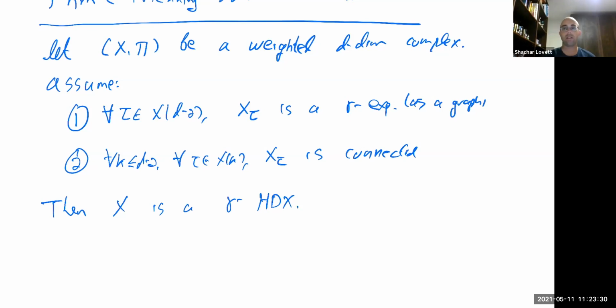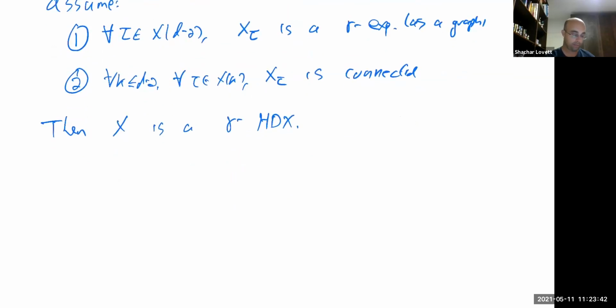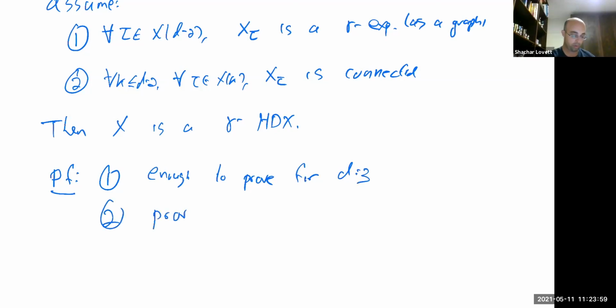The one thing that's nice here in the proof is that although it is stated for general d, the most interesting case is d equal to 3, just a 3-dimensional complex. With the proof, we're going to see two parts. The easy part is that it's enough to prove it for d equal to 3. And then the hard part is going to be proving it for d equal to 3.